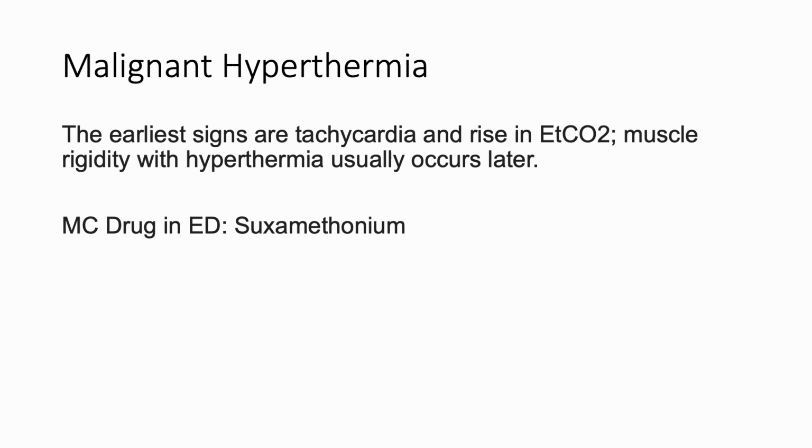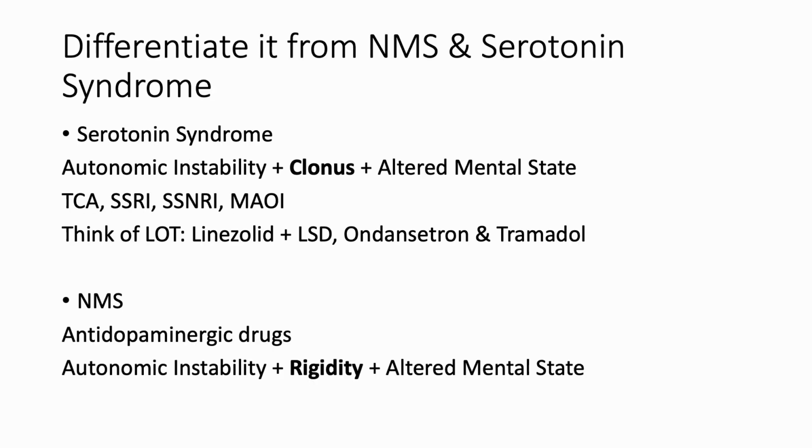We need to differentiate malignant hyperthermia from other conditions, such as neuroleptic malignant syndrome and serotonin syndrome. Serotonin syndrome is autonomic instability with altered mental state and myoclonus. The most common agents are the antidepressants such as TCA, SSRI, SNRI, MAO inhibitors, either by themselves or in combination. But also think of other drugs which we sometimes give to our patients: linezolid, which is an anti-MRSA drug, LSD, which is a drug of abuse, and ondansetron, which is so commonly given.